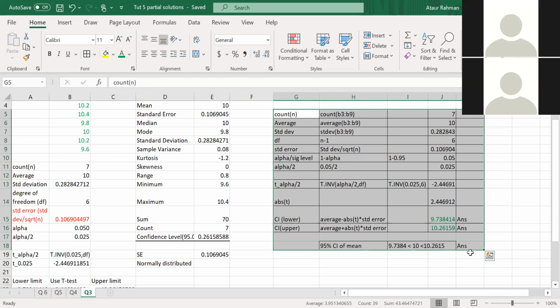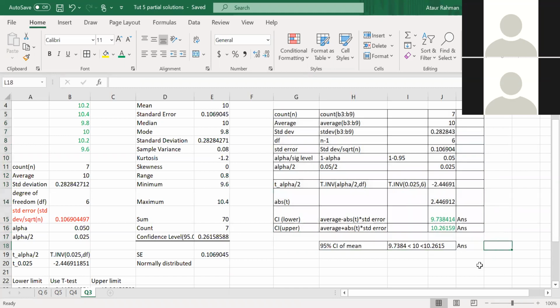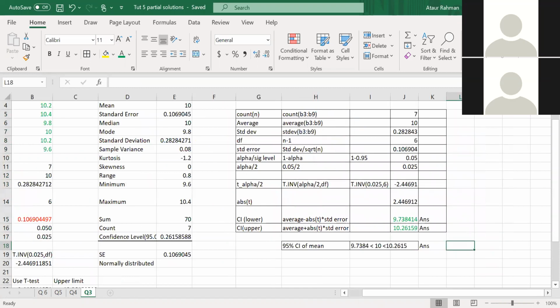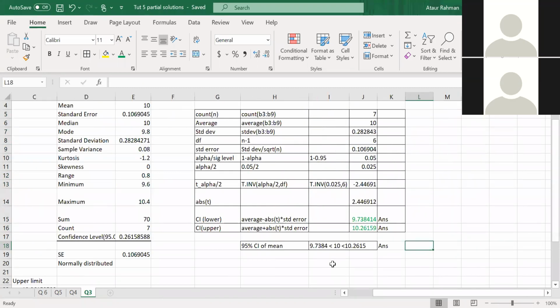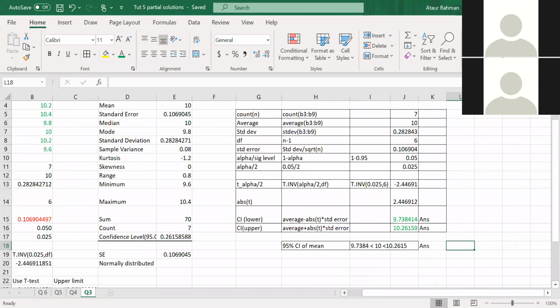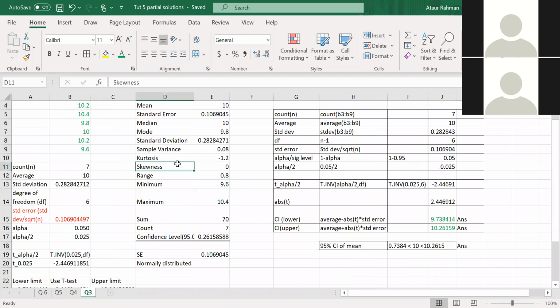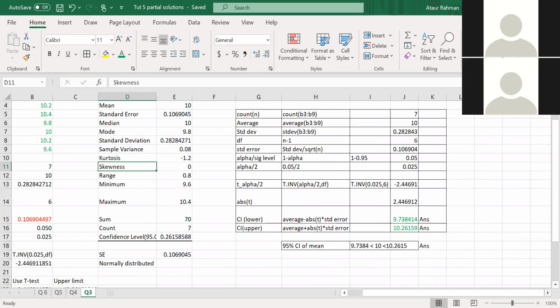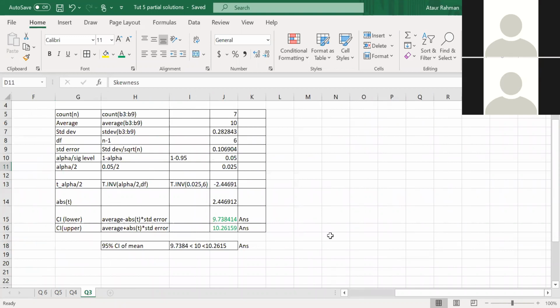Sir, can you please make the column D a little bit wider? I can't see the confidence level in bracket 95. So you cannot see the screen better? The column D, column D. You mean this column here? Yes, sir. A little bit wider. No, I am not using this column. The solution is here. The solution of this problem is here.